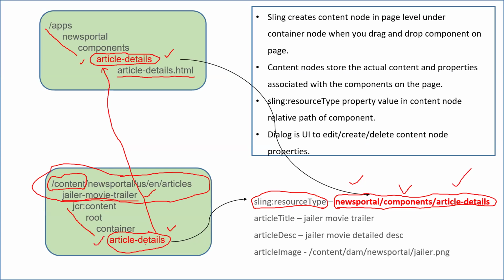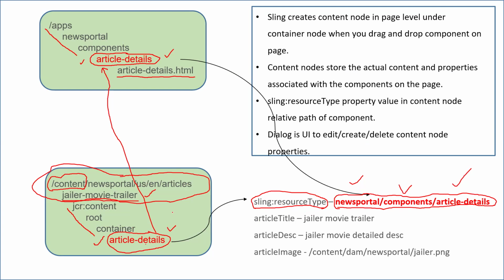Internally in the JCR repository, this content node will be generated and it will add this property also. sling:resourceType is the property, and the value is the component path, a relative path of the component. We have to append /apps. We'll discuss this in detail when we cover the Sling request processing concept. So this execution flow is very important. Let me know if you have any questions about this execution flow.